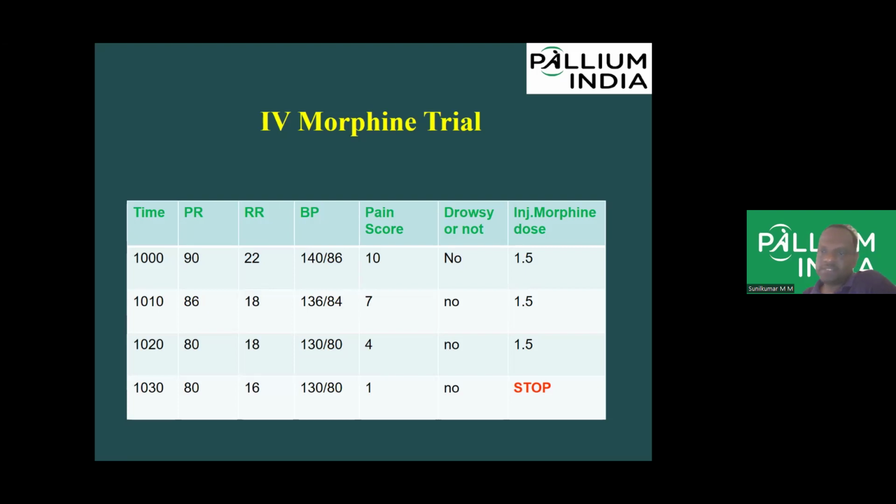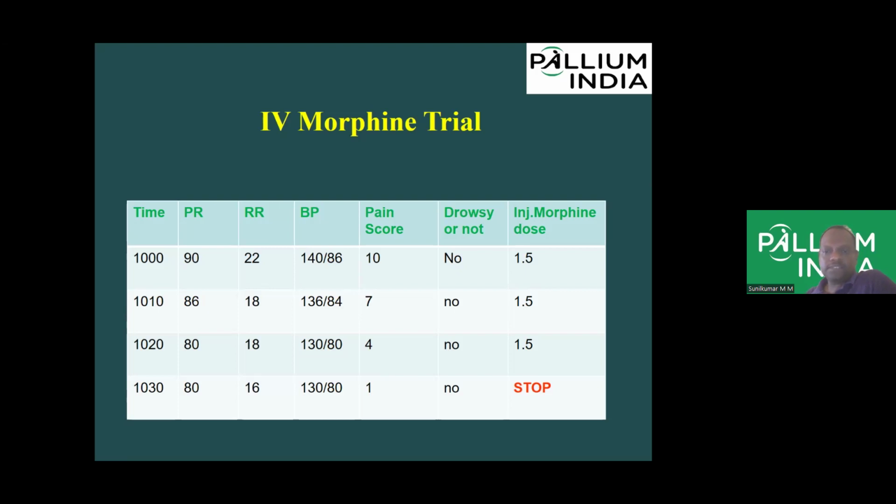You will ask the patient, what is the pain score now? So he says it is 7. Is the patient drowsy? No. Then you can give another 1.5. So you can see by 10:30, this patient's pain score is 1 and he is not drowsy. So this is an indication to stop the IV morphine trial because he has satisfactory pain relief without drowsiness.